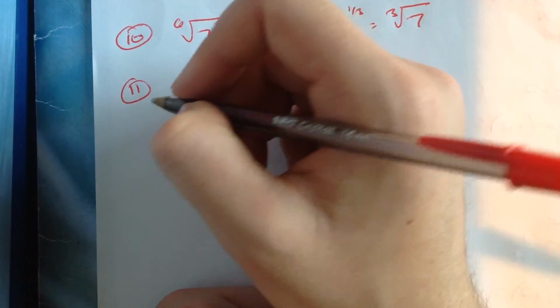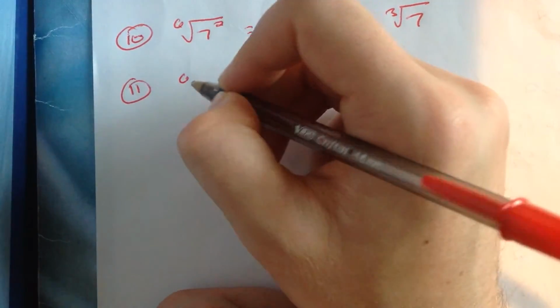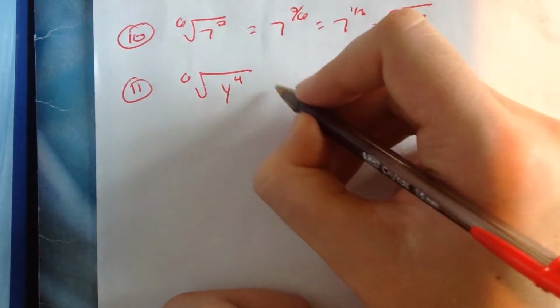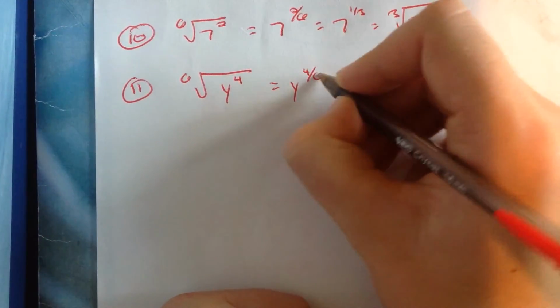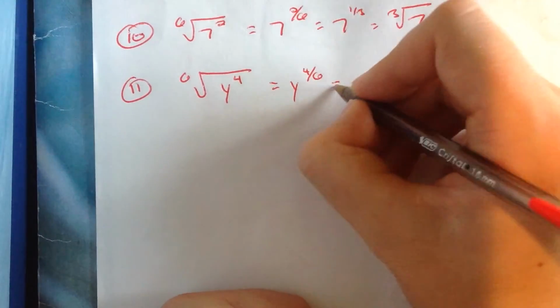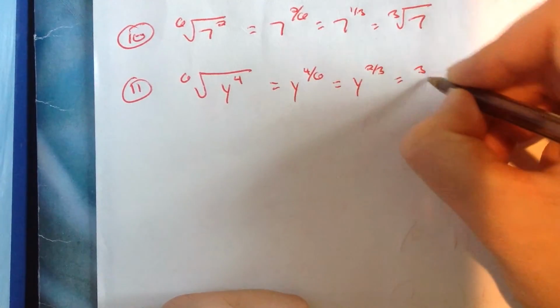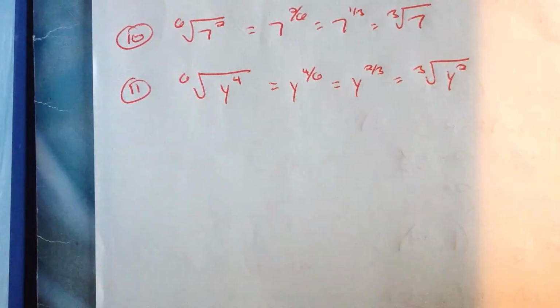Last example, I know this is a lot of them, just to give you kind of an idea of what you can run into trying to get a wide spectrum of problems. We could take this and say 4 to the 4/6 is the power, which simplifies to 2/3, which is the same thing as the cube root of y squared.